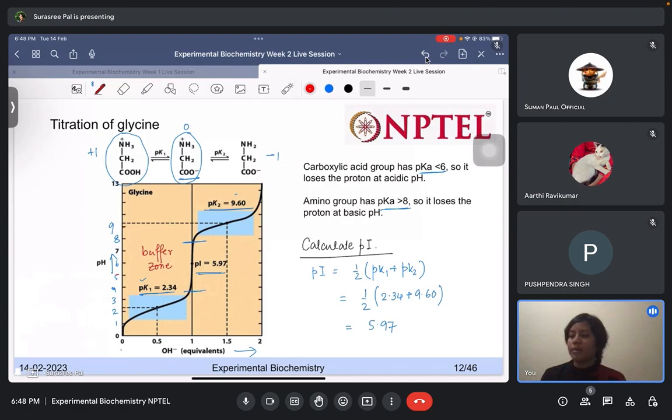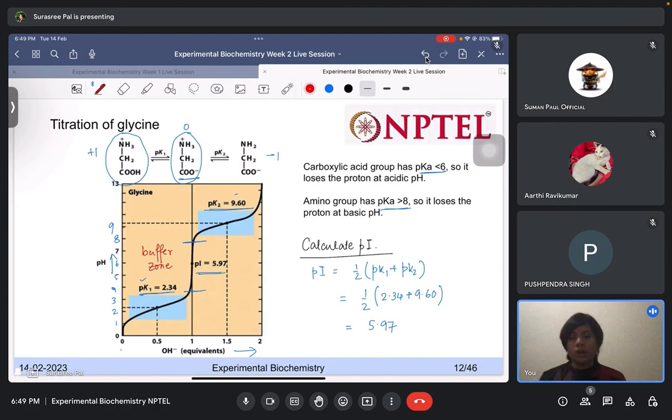And then what happens after pH moves from 9 to 10, when the pK2 value is reached? Then this glycine again loses its proton from the amino group and it becomes negatively charged. So in this change of the glycine from +1 to 0 to -1, you can calculate the pI value, which is coming as 5.97. So you can see that the pI value is approximately 6.